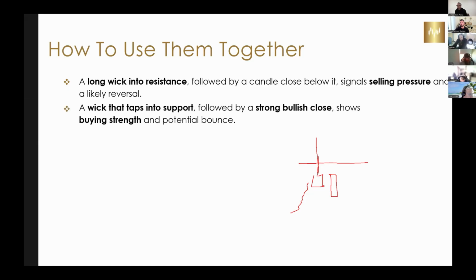A wick that taps into support. So let's draw it as we say it. We've got a level of support. So a wick that taps into support followed by a strong bullish close. Once again, price is dropping, dropping, dropping. We've got a candle and bang, the wick touches that support. Then we have a strong bullish close, so a candle closes above. That will signal some buying strength and a potential bounce off that level of support.